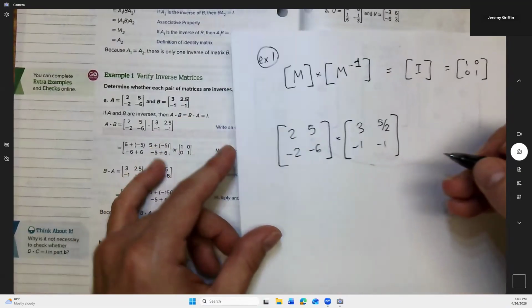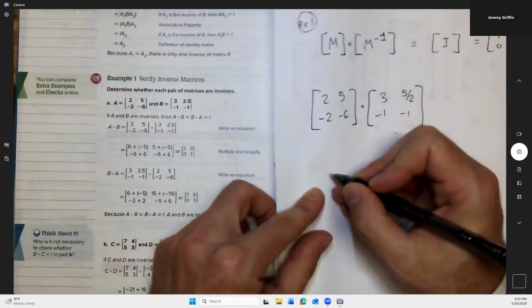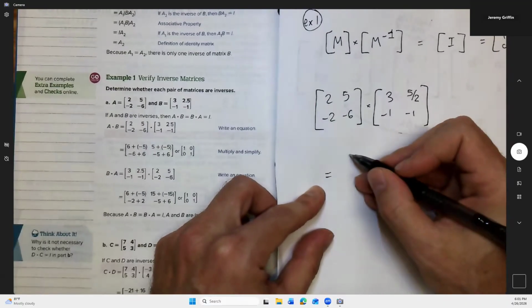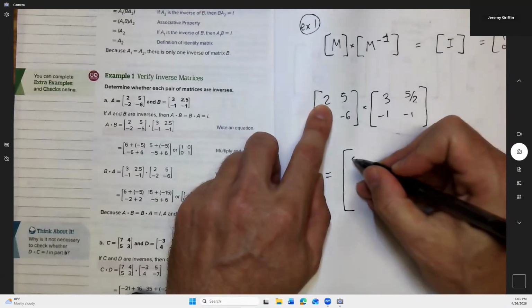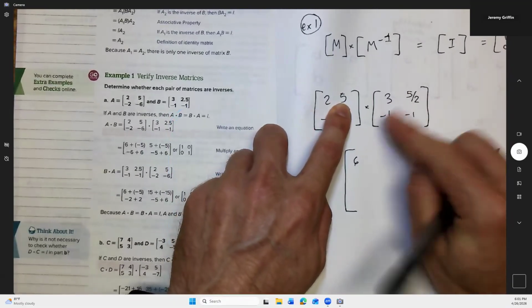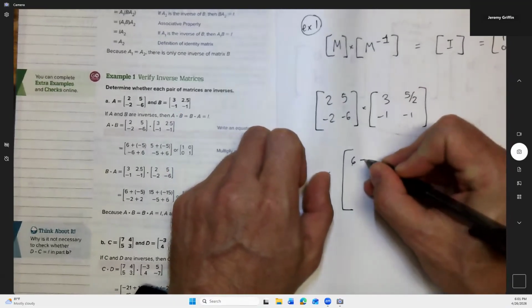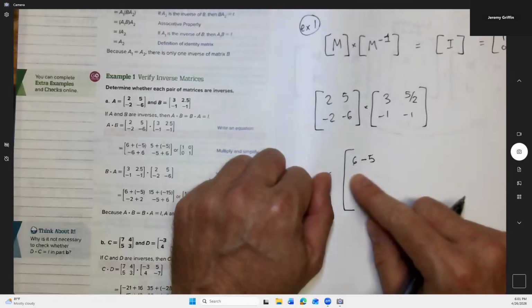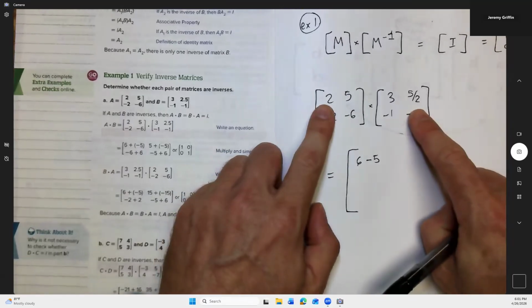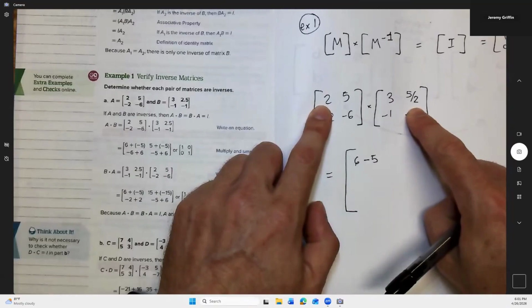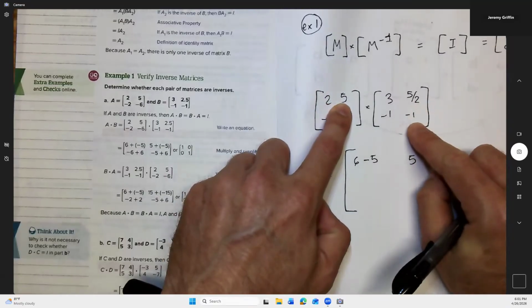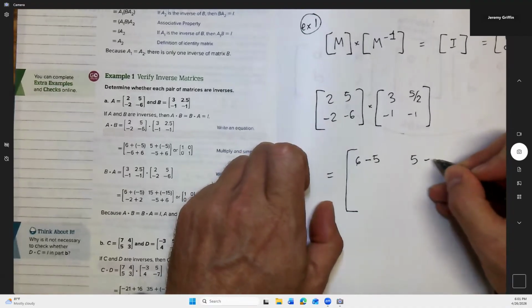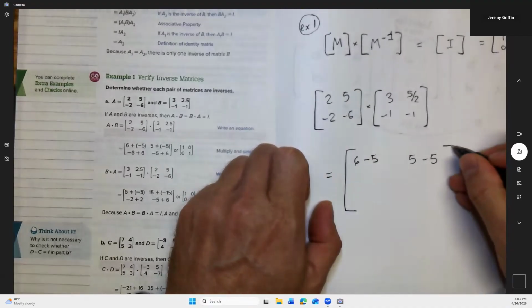So what would this be? I'm going to have to add some parts here. It's 3 times 2, which is 6, plus 5 times negative 1, which is negative 5, so just minus 5. That's the first element. Next element: 2 times 5 over 2 is 5, and then plus 5 times negative 1, that would be minus 5.